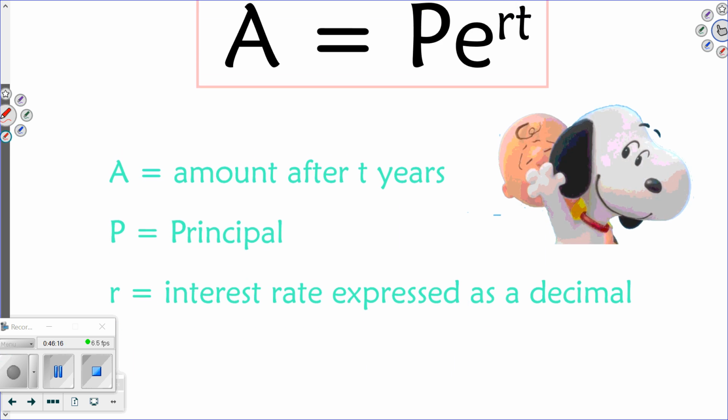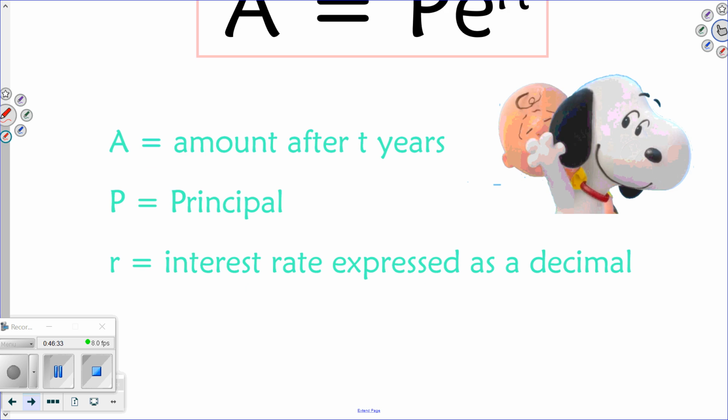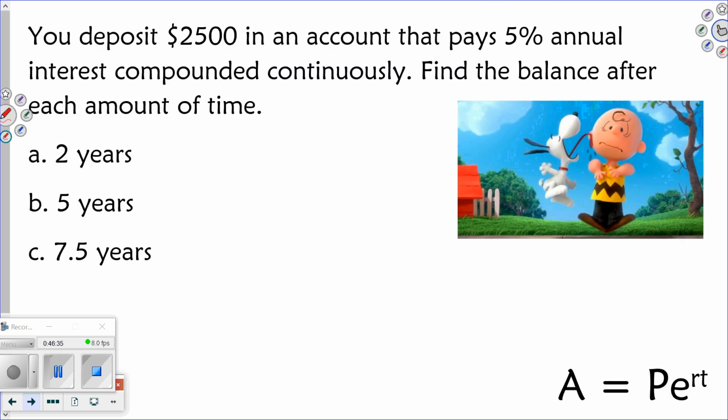A is the amount after t years. I know where you're going with that, but that's a whole separate side conversation. P is our principal again. r is still the interest rate as a decimal. So the same variables are just arranged differently for our formula. This one I always just call the PERT formula, because it's P-E-R-T, PERT. That's how I always reference it.